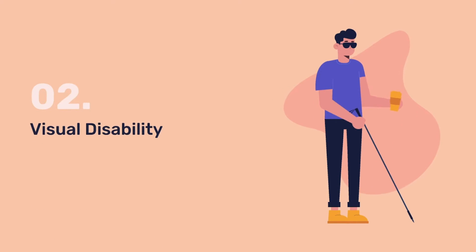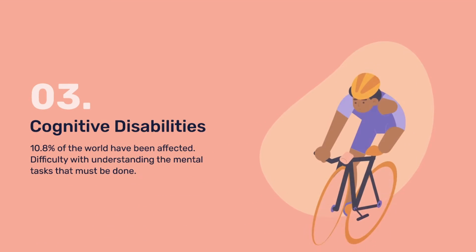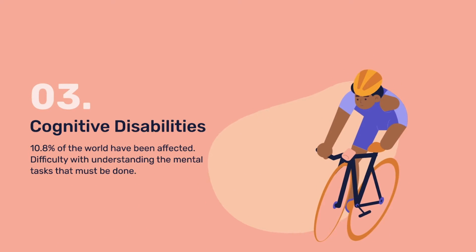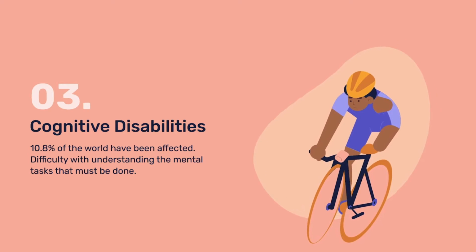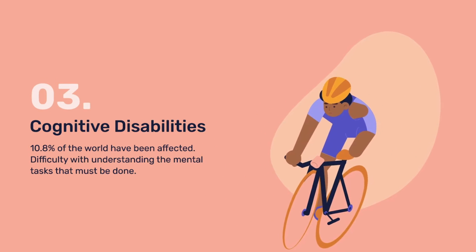Next one is visual disability. Around 4.5% of the world suffers from color blindness or color vision deficiency. There are many types of visual disabilities and I will be talking about them in next few slides. The third one is cognitive disabilities. 10.8% of the world have been affected. And this is the difficulty with understanding the mental task that must be done.